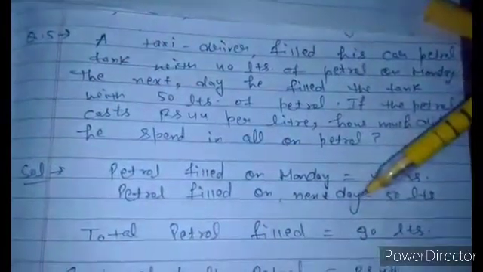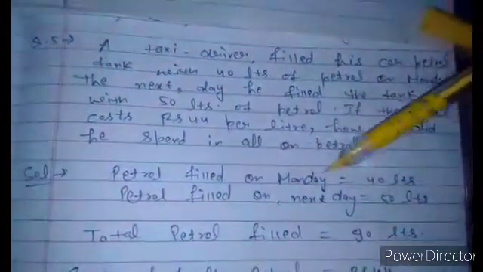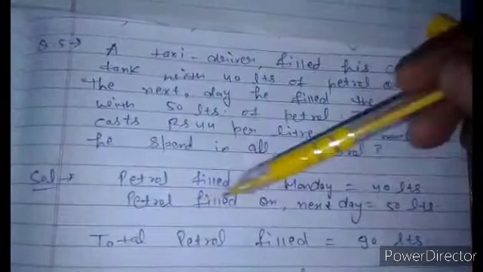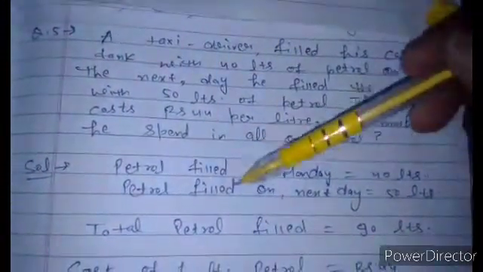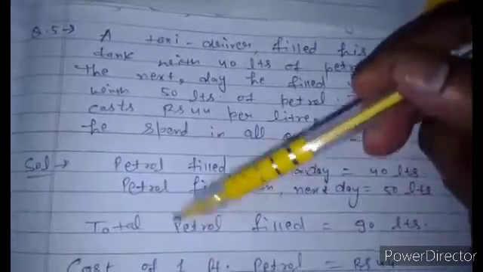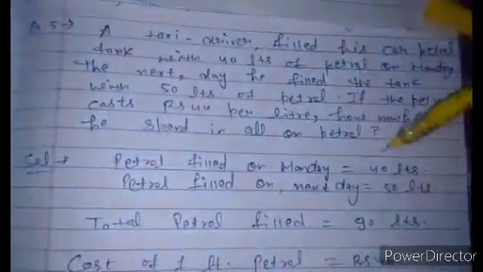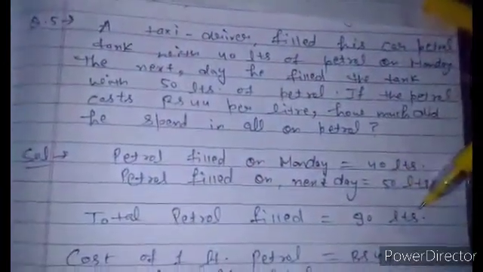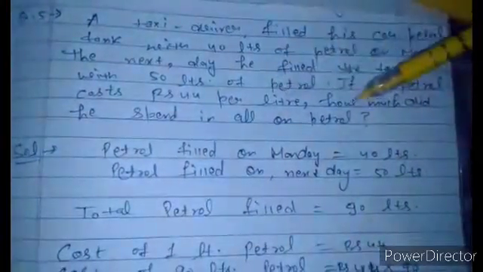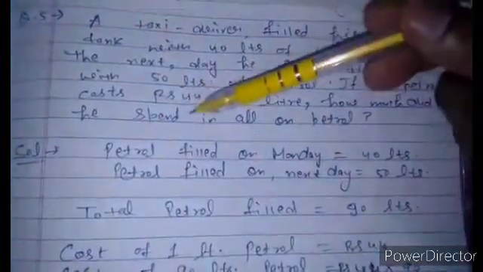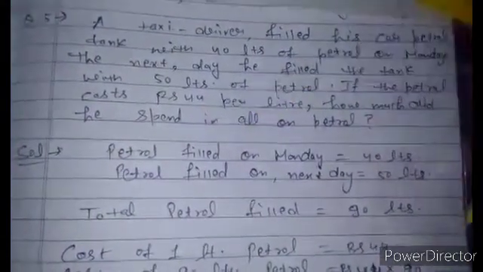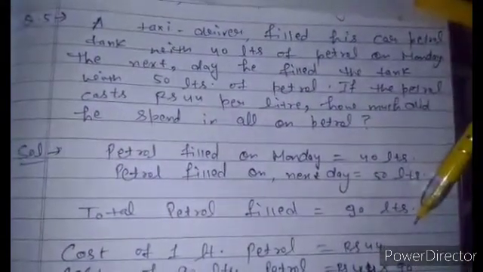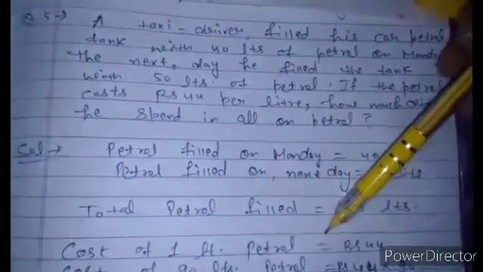Now you can see the solution. Petrol filled on Monday we will write 40 liters. Petrol filled on the next day we will write 50 liters. So firstly we will find out the total petrol. Total petrol filled is 90 liters, 40 plus 50, 90 liters. Now see here we have to find out how much he spent. Means the amount we need to find out. Then the amount will be on the right hand side. Which thing we have to find out, that will be on the right hand side of the equal sign.